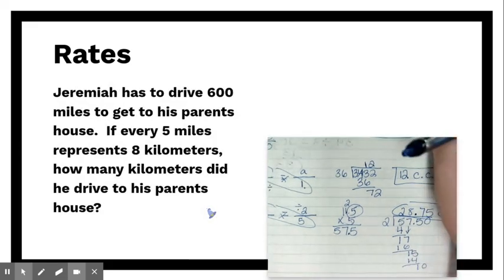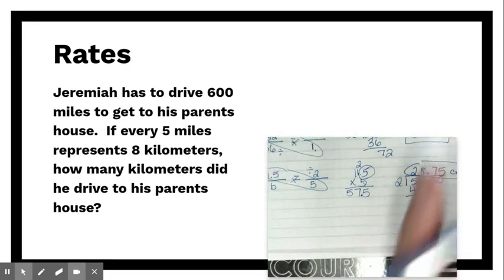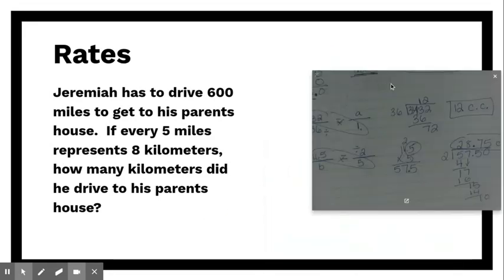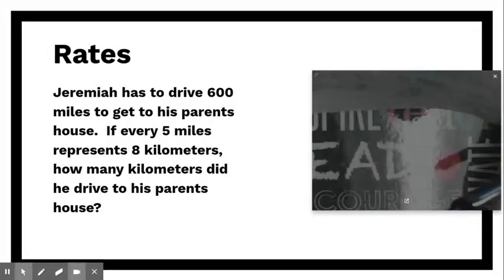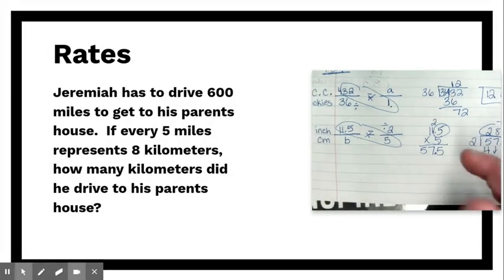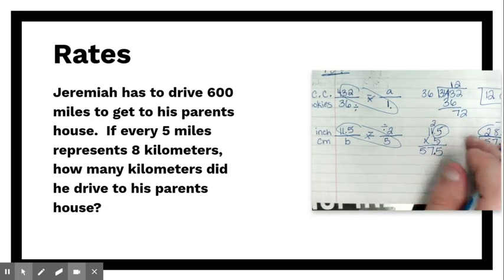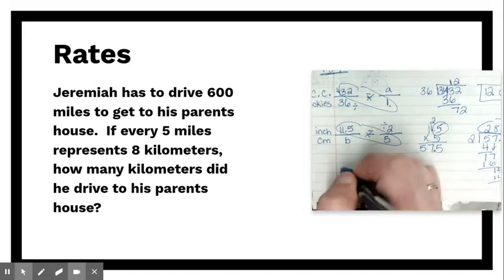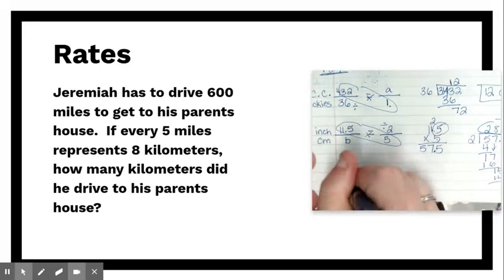And then the last one. Jeremiah has to drive 600 miles to get to his parents' house. 600 miles. Okay. I'm going to see if I can fit it down here. Okay. If every 5 miles represents 8 kilometers, how many kilometers did he drive to his parents' house? So this is a proportion right here, this kind of speed. Not like the other speed, but I want you to know the other speed, okay?